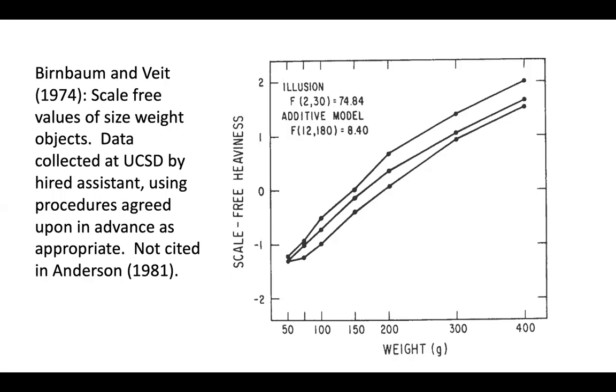Now here's what the data looked like. This is what the data looked like in the mean judgments, the marginal mean judgments, but also what they looked like individually. These are after they've been rescaled. What's drawn here is also after rescaling. Rescaling basically was close to a linear transformation with some small kinks here and there. So these were the data collected by the hired assistant, and to my disappointment, Anderson did not cite this experiment in '81 in his book, where he presented the size weight illusion as being fit by an additive model.